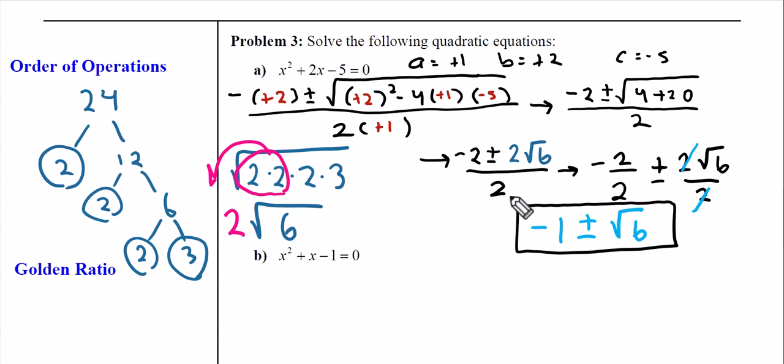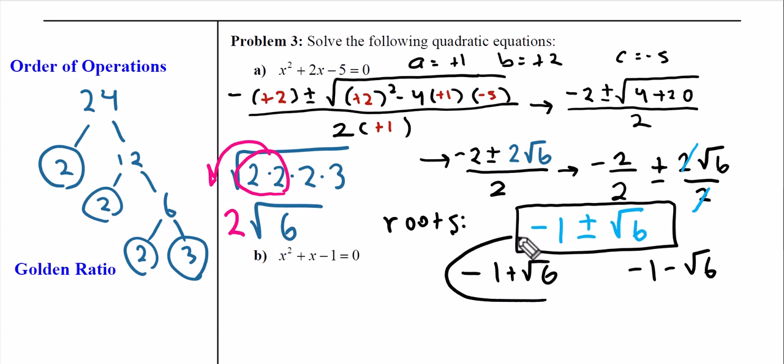So there's no way you're going to get this from a tic-tac-toe or from the AC method or from any other simple method that I've taught you. This can only be found in this case through the quadratic formula. You could also find this through completing the square and other more complicated methods. So to be very clear, this is the answer. These are the roots. There's 2 of them, right? So technically the 2 roots are negative 1 plus radical 6 and negative 1 minus radical 6. Those are the 2 roots we got.